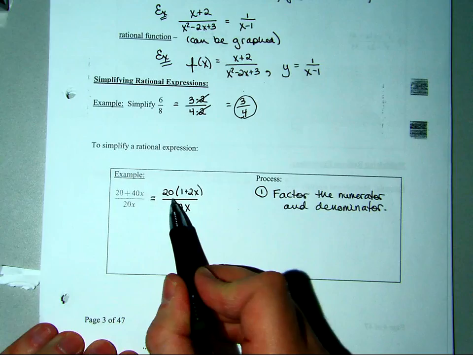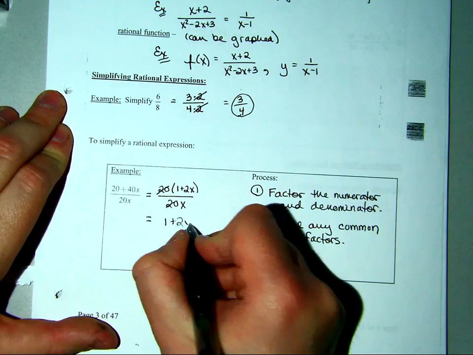There's a 20 on the top, there's a 20 on the bottom. I can cancel those. I'm going to get 1 plus 2x over x. And that's as far as I'm allowed to go. It might be tempting to want to cancel those x's, but we're only allowed to cancel factors, parts of a multiplication problem.